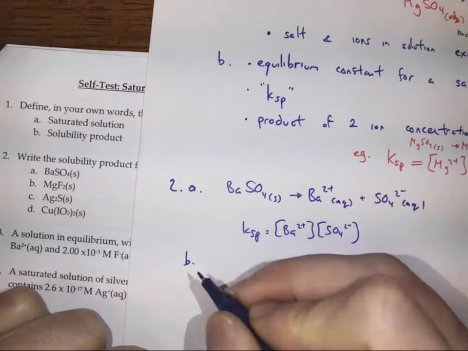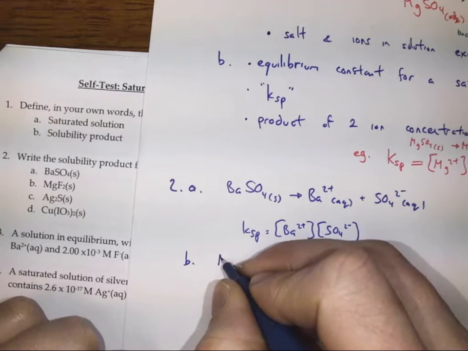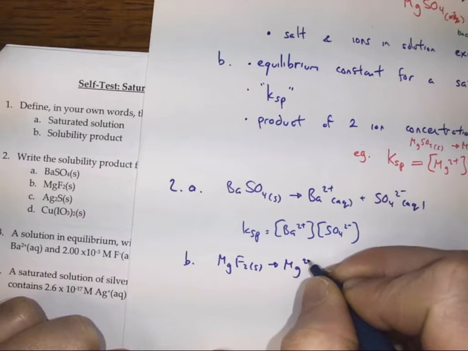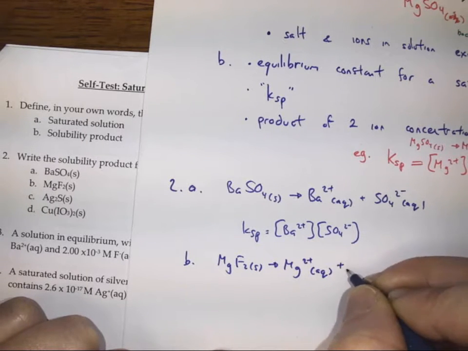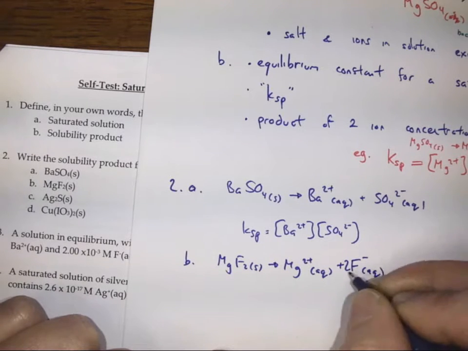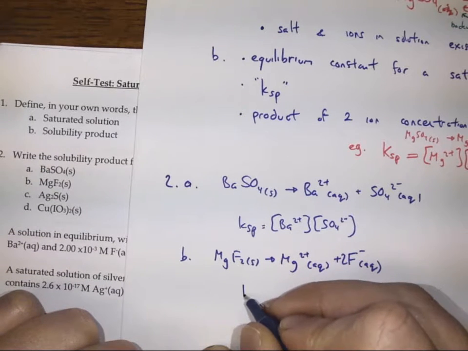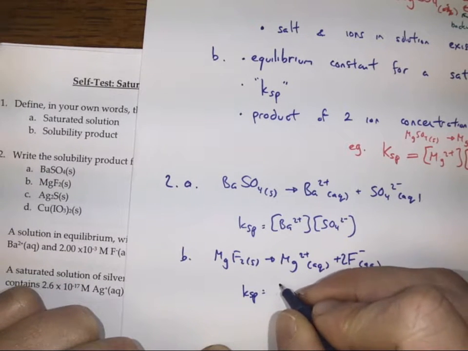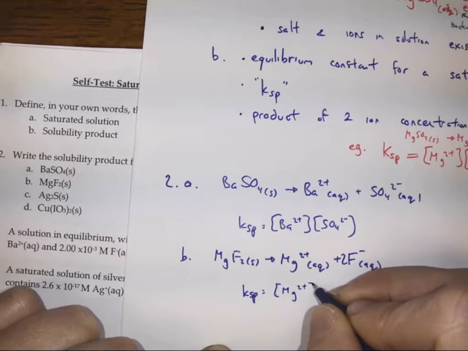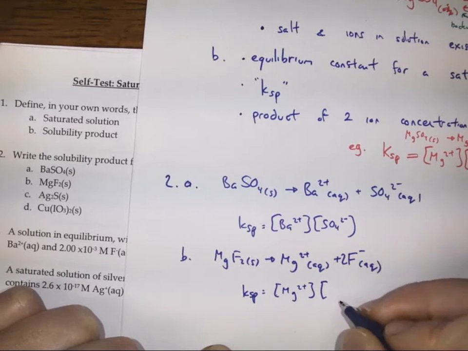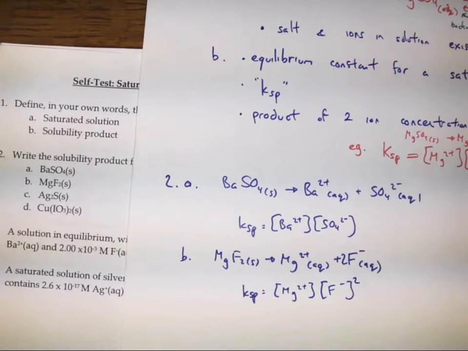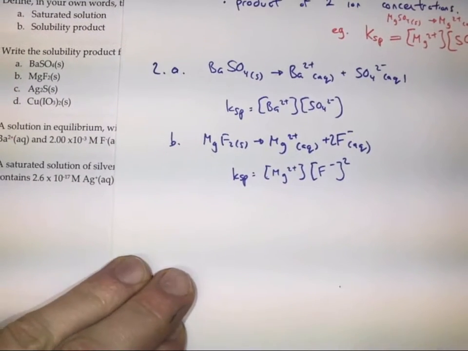We'll move on to magnesium fluoride. Magnesium fluoride dissolves into magnesium, which is aqueous, plus 2 fluoride ions. That 2 is going to be important because that means the Ksp for magnesium fluoride is going to be the magnesium ion concentration times the square of the fluoride ion concentration. All right, let's move on.